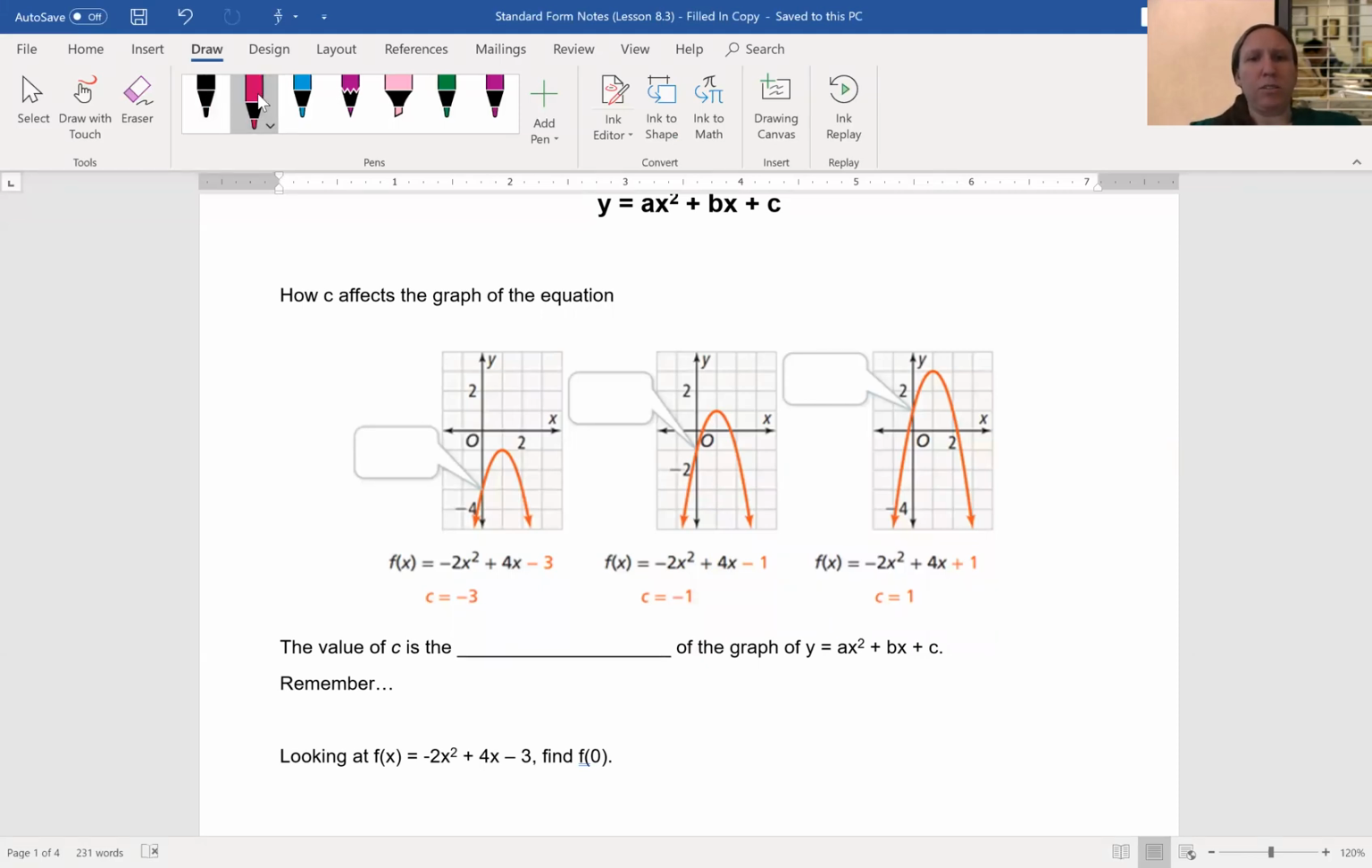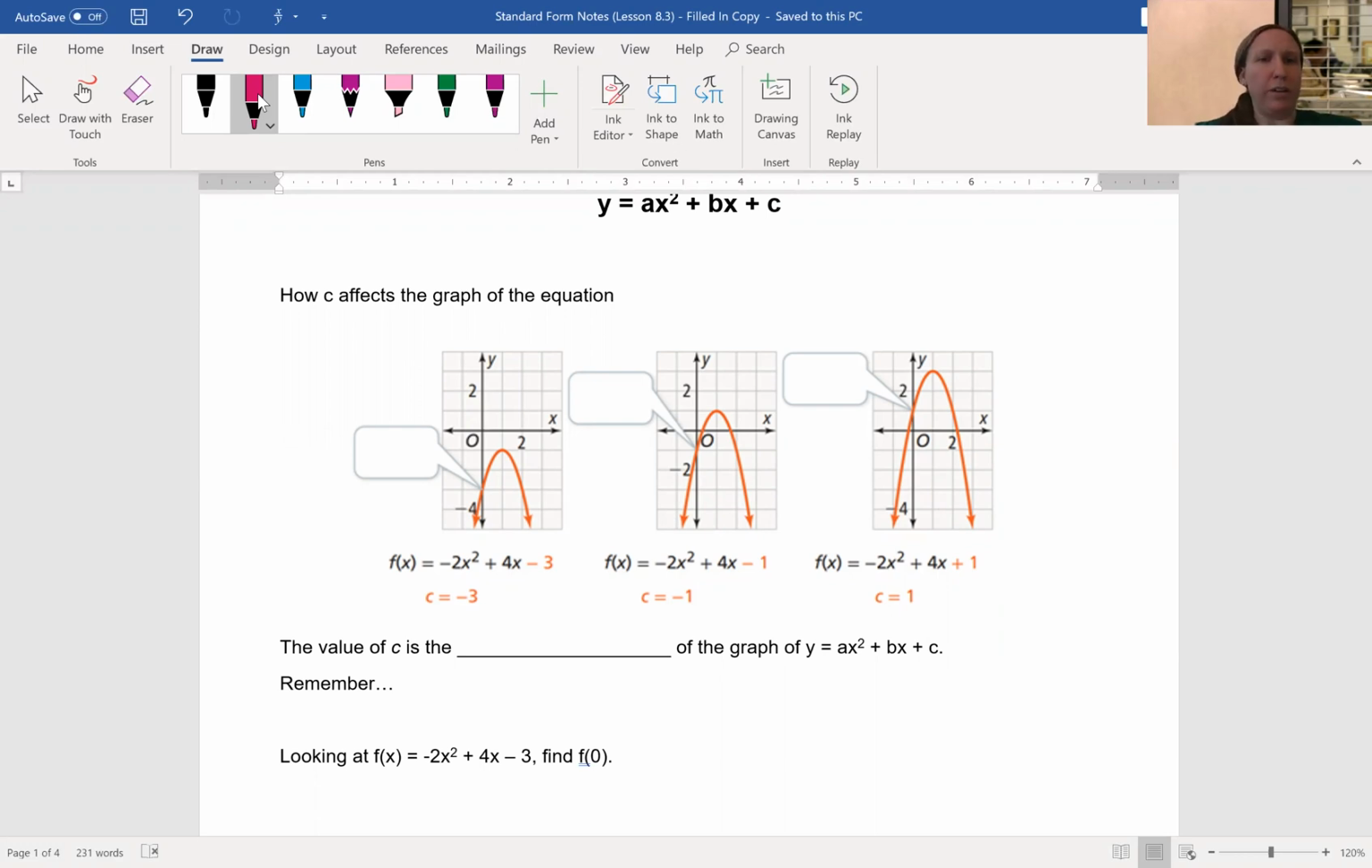So the first one, it's -3, then -1, then +1. And underneath it, it identifies that in this case, c is -3, c is -1, c is 1. Okay, so c is just the constant at the end of this standard form equation. And we want to see how that relates to the graph of each of these equations.